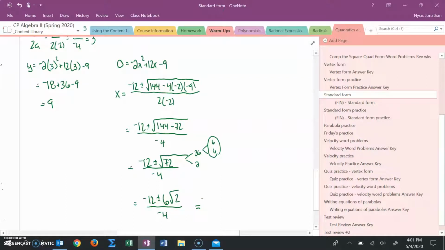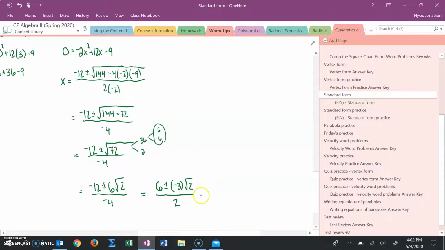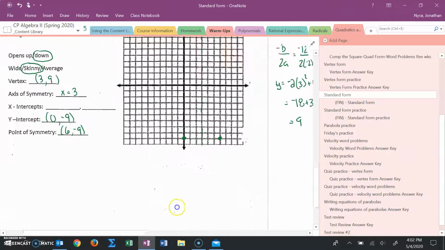If I divide all these numbers by -2, I end up with 6 plus or minus -3 root 2 over 2, dividing everything by -2. Now if I do plus or minus negative, I can do plus a negative, gives me a negative, or I can do minus negative, gives me a positive. So it's still plus or minus. So those are my x-intercepts.